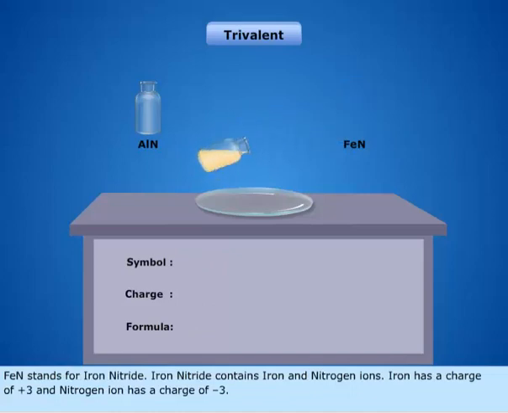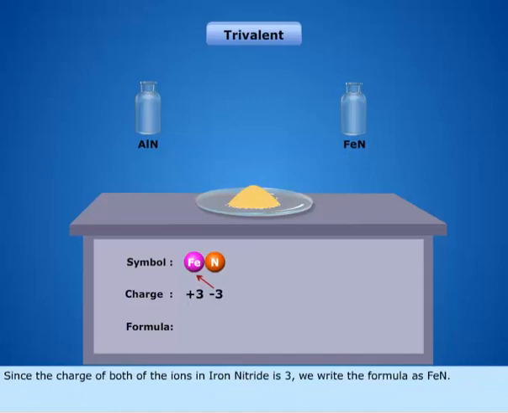FeN stands for iron nitride. Iron nitride contains iron and nitrogen ions. Iron has a charge of +3, and nitrogen ion has a charge of -3. Since the charge of both of the ions in iron nitride is 3, we write the formula as FeN.